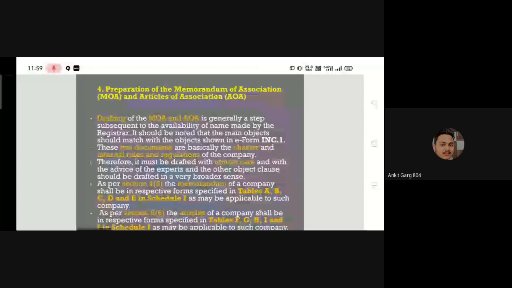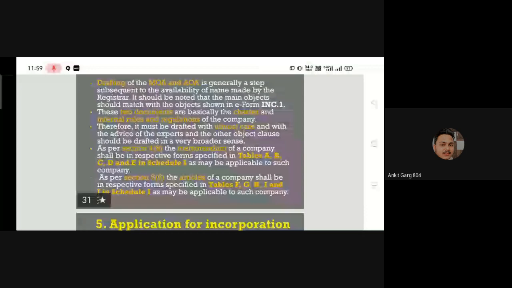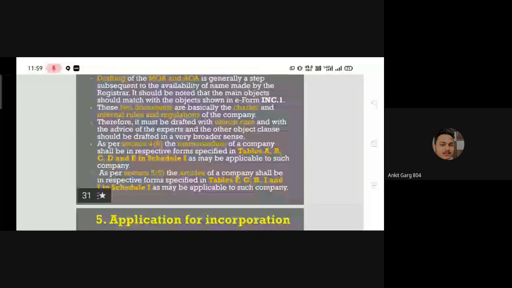These two documents are basically the charter and the internal rules and regulations of the company. Therefore, they must be drafted with utmost care and with the advice of experts, and the other objects clause should be drafted in a very broad sense.